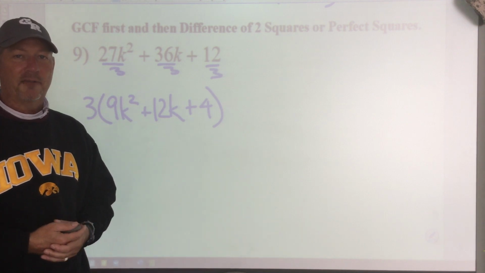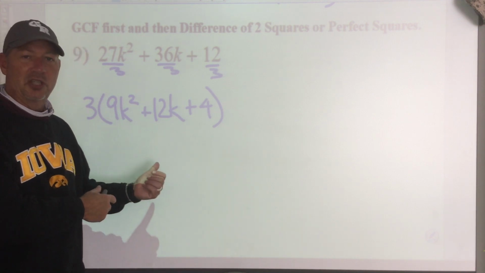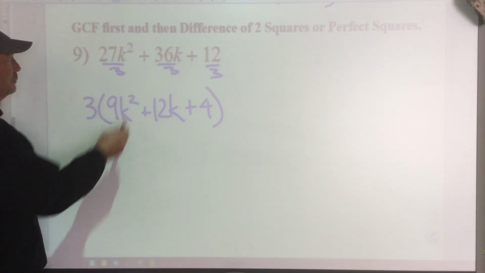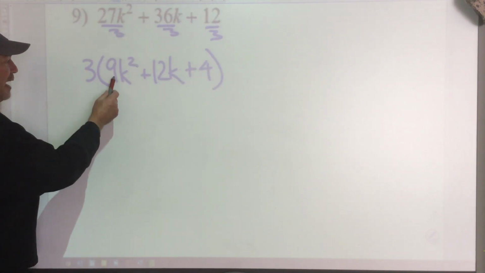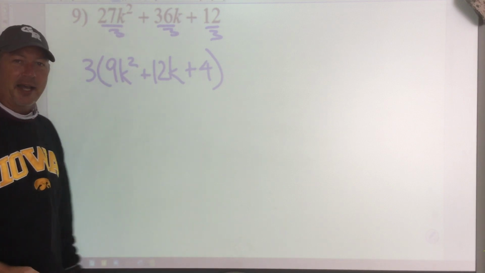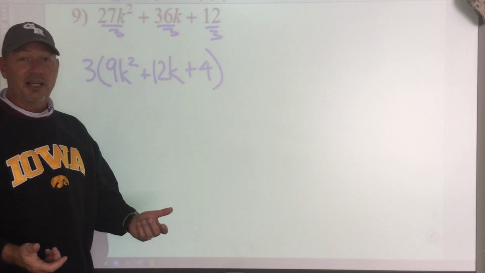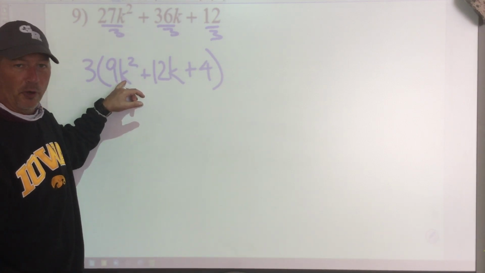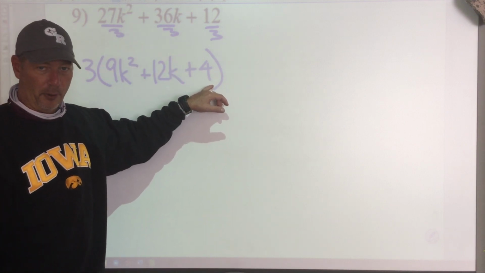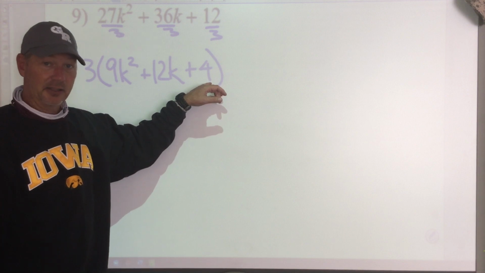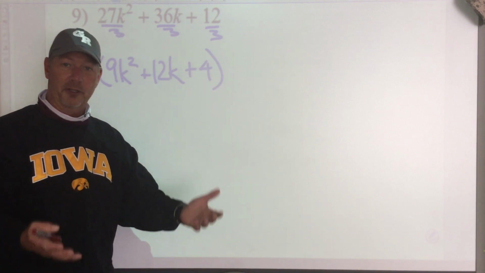Now look what we have left. Is it possible to continue factoring? Look what I have. I have a 9. Is 9 a perfect square? Yes. Is k squared a perfect square? Yes. Now look at the back end. Is 4 a perfect square? Yes. So this could be perfect squares.